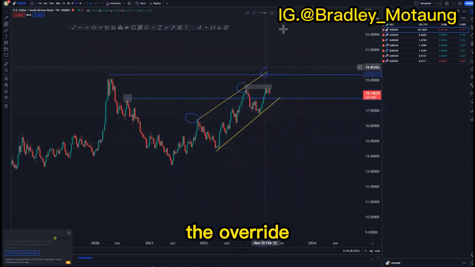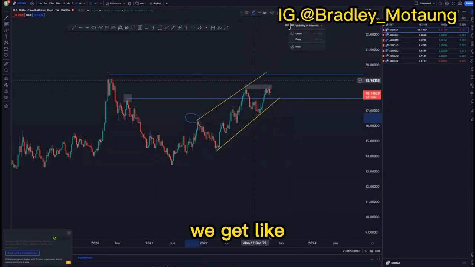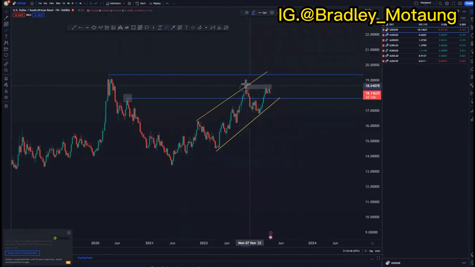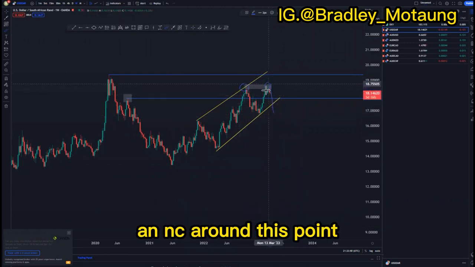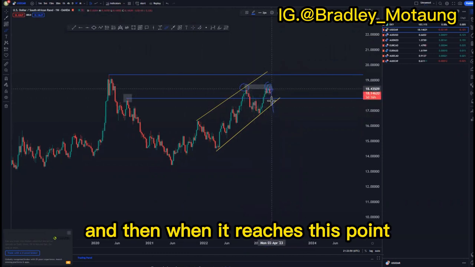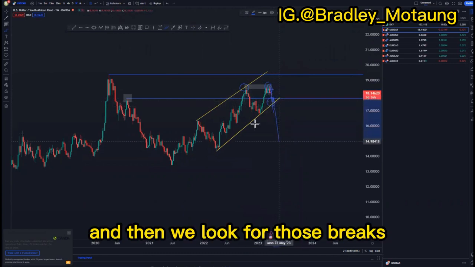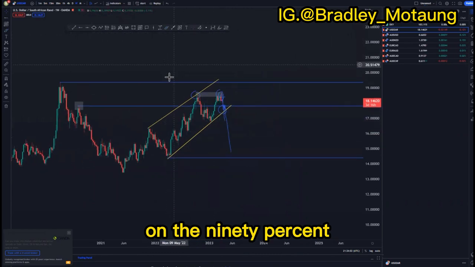After getting the third touch, initially we look for those selling opportunities. But if we get an override, which is the double top, instead of getting the third touch, just like this one here, we still look for those selling opportunities. If we get an entry around this point, make sure that you move your stop loss to break even soon. And when it reaches this point, try to manage properly, and then we look for those breaks until we get the complete movement of 90%.